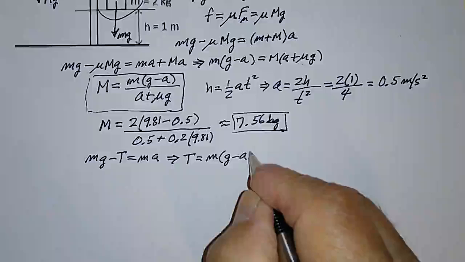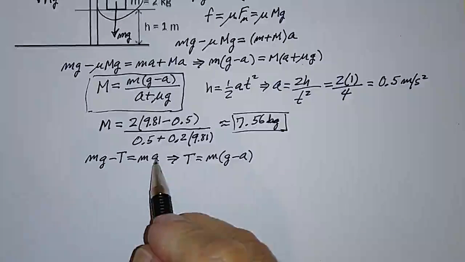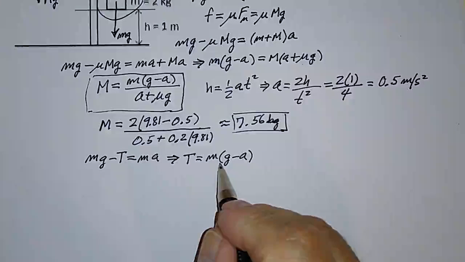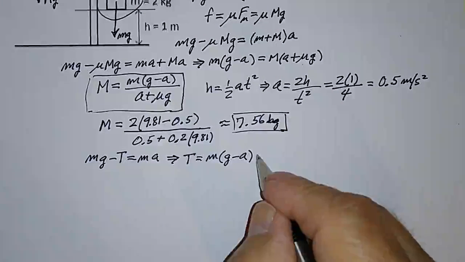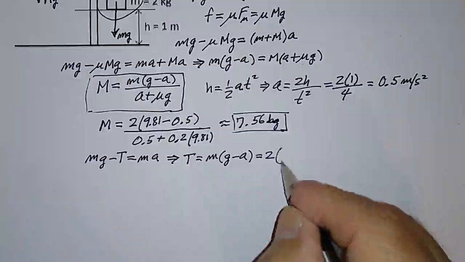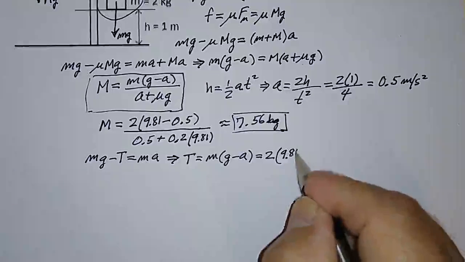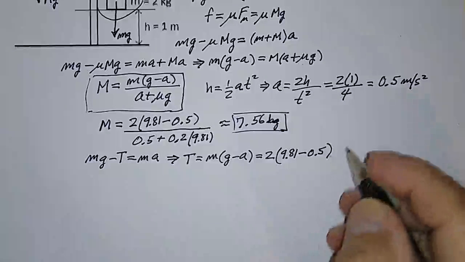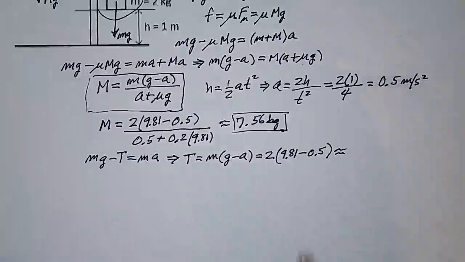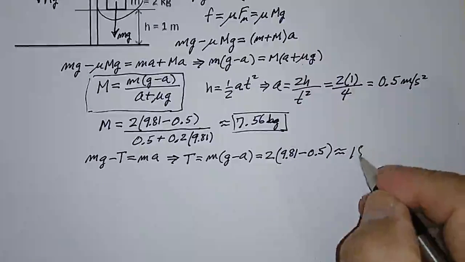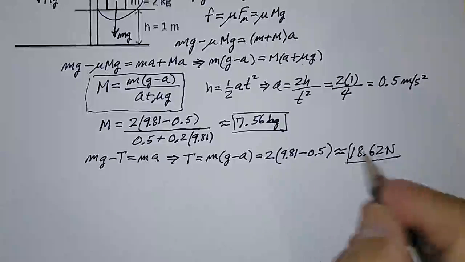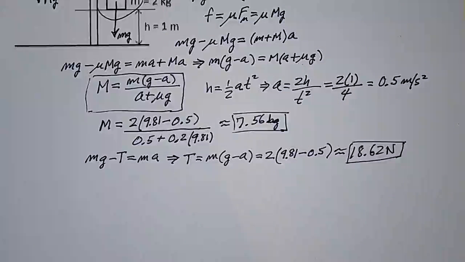And then this means that T is equal to little m times g minus a. I move this to this side, that to the other side. T is equal to little m times g minus a. That's equal to 2 times 9.81 minus 0.5. And that works out to be 18.62 newtons. And that's what the tension is equal to.